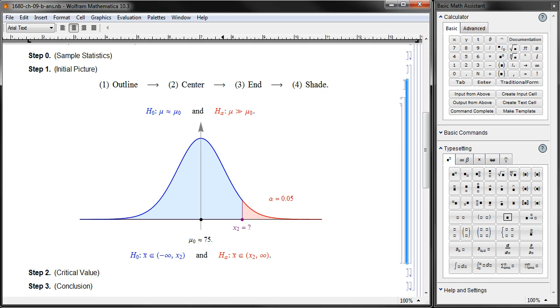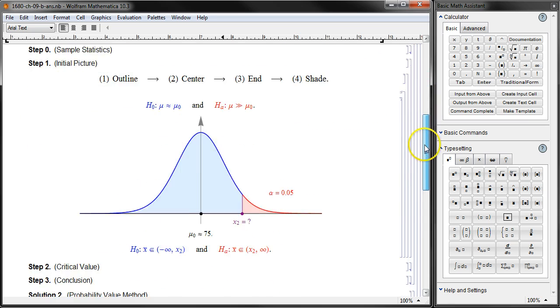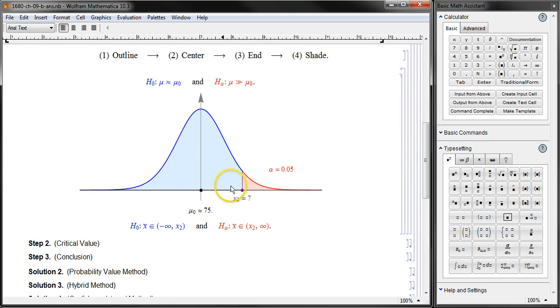Outline, we have the t-curve, and the center, 75, the null value. End, this is a critical value, and shading, of course, has to reflect that critical value approach. Blue for null, red for alternative, and the red part corresponds to the alpha value of 0.05 or 5%. This is a critical value you have to find out, and compare this critical value with the observed mean of 77.33. If 77.33 falls into the blue region, that's too close to null, so null wins. If it falls in the red region, then it's too far away from the null, so null is rejected and alternative wins.